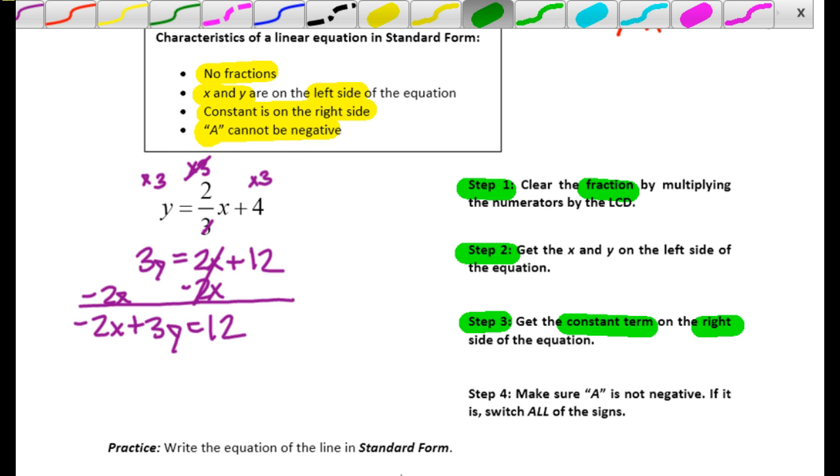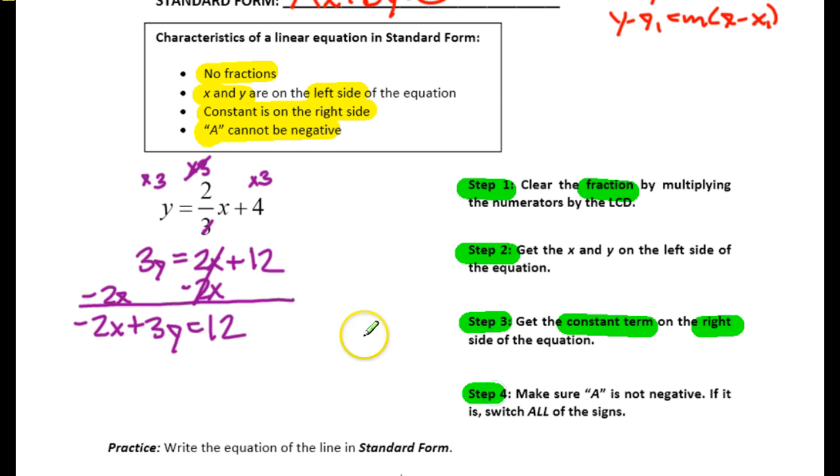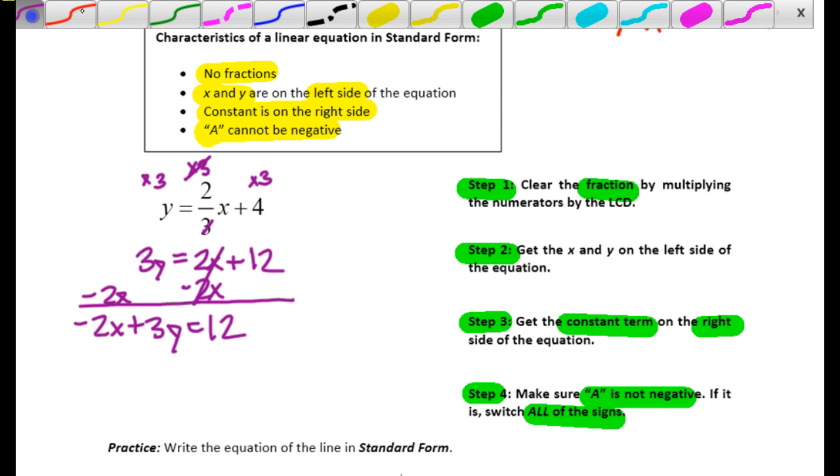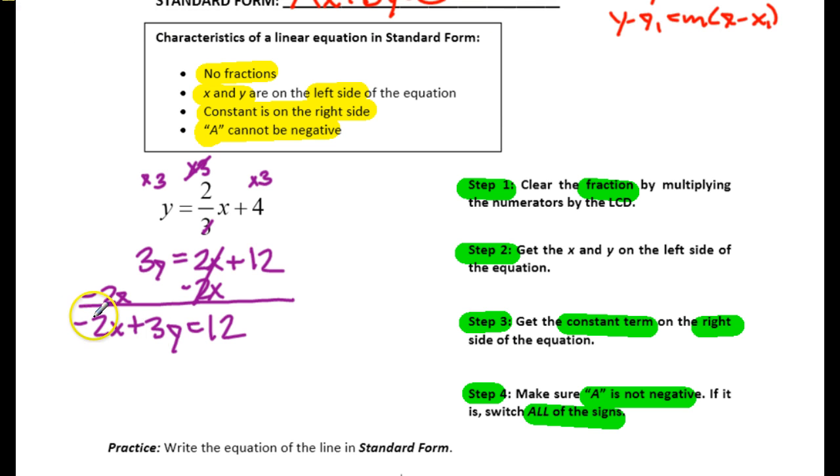But then the final step, step 4, because it looks like we're done, right? But look carefully. We have to make sure a is not negative. Okay? If it is, we're going to switch all the signs. And here's how we're going to technically switch all the signs. Okay, so just like equations, if I have negative 2x, I know how to get x by itself, but I don't want to move the 2. I just want to get rid of the negative.